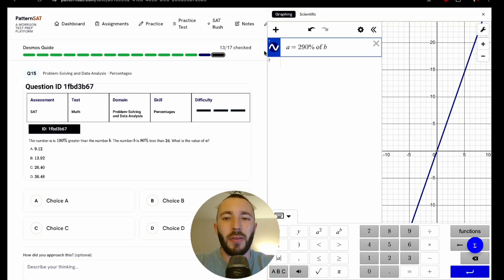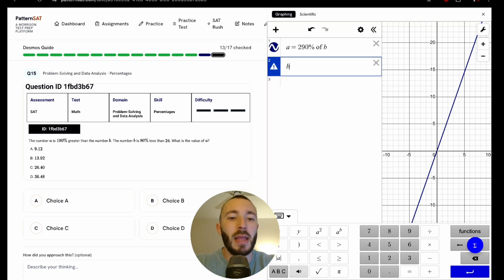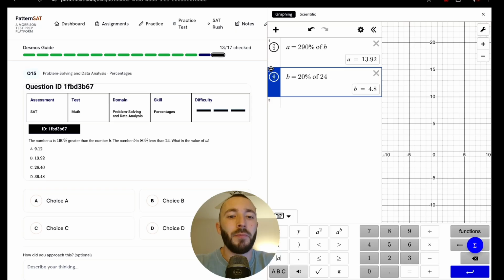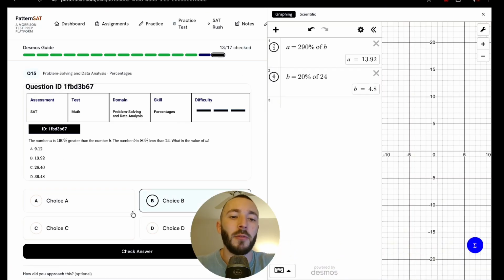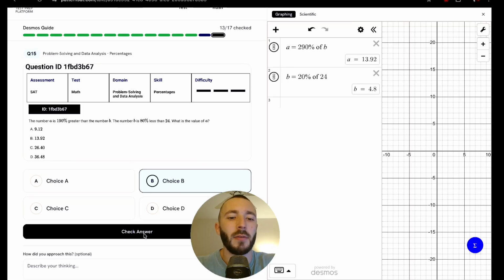Now, so far this makes no sense because I have no idea what A and B are, but we're going to get there. Okay, the number B is 80% less than 24. So that's basically 20% of 24. 80% less than something will end up being 20% of that thing. And it solves for both of them. A is 13.92, B is 4.8. So this one asks me for A, so choice B, which is confusing. Choice B is the answer.